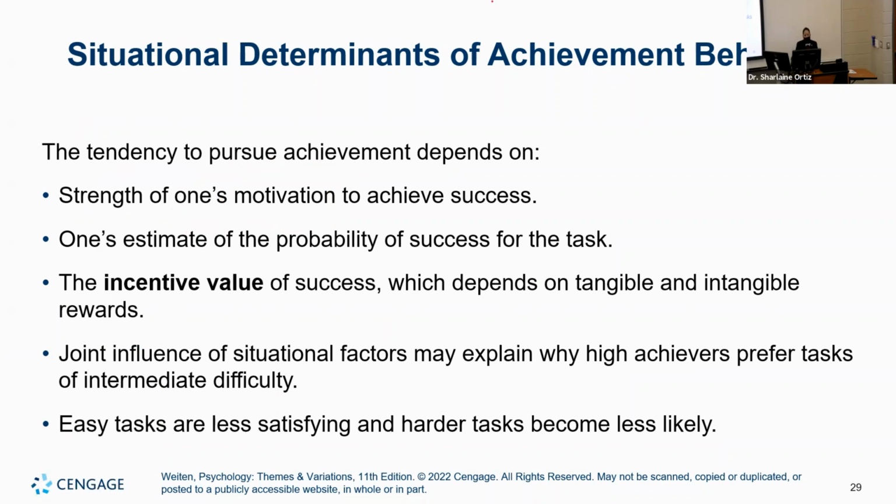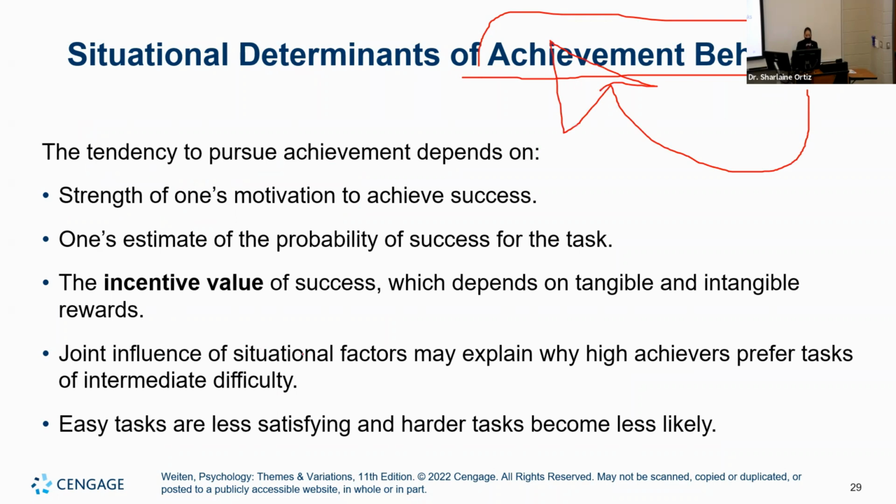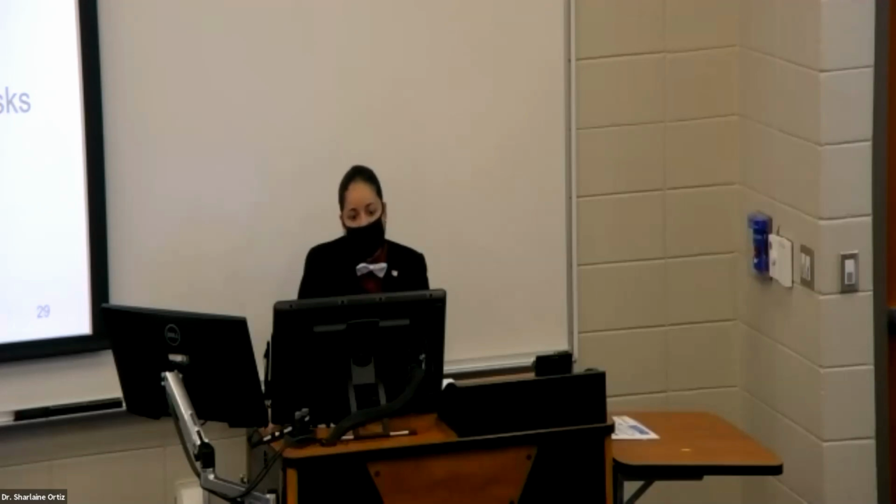Now, another aspect that's going to contribute to your achievement of behavior, right? To engage in that behavior so that you can achieve and accomplish a goal is also going to be based on your estimation. Your estimation that you're actually going to be successful, right? What's the probability that I'm going to do okay? That I am actually going to succeed?